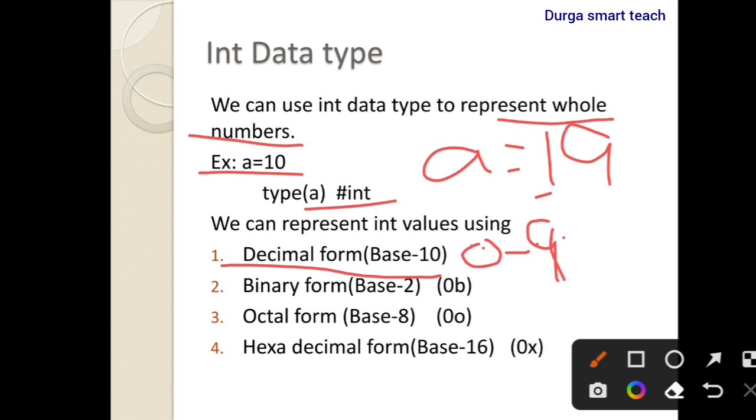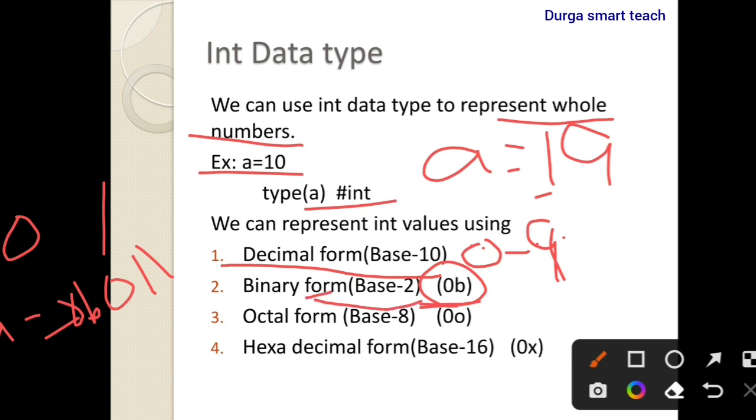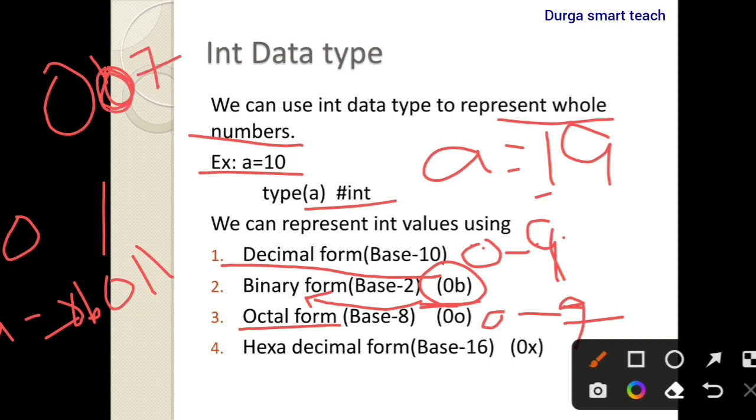Okay, the next one is binary form. Binary form has base 2. It contains only the values zeros and ones. So if you are giving a = 011, you need to use the prefix 0b. 0b is used to represent binary numbers. Next one is octal form. In octal form, the base is 8 and the values are 0 to 7. If you are giving octal numbers, you need to use the prefix 0o, for example a = 0o76.